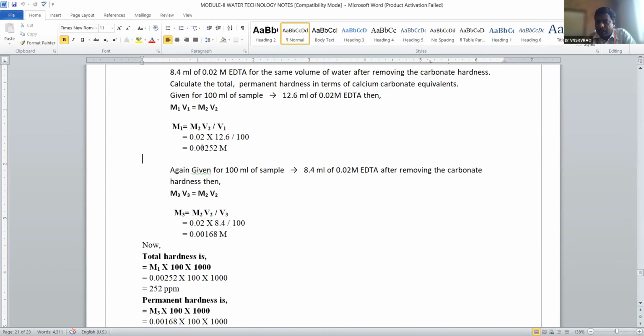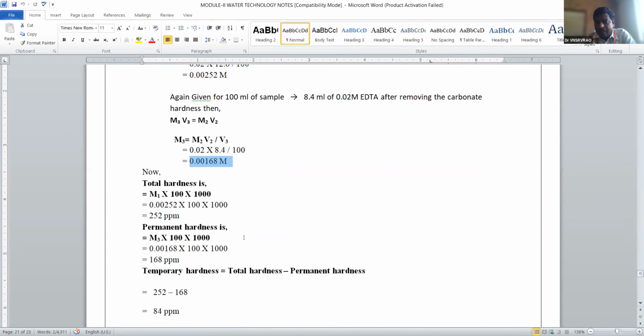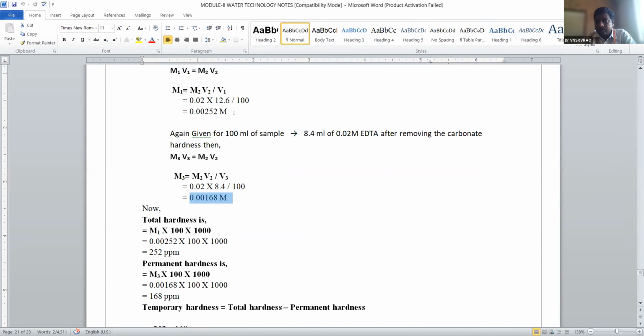Initially, the molarity represents the total hardness of the water. In the second case, the temporary hardness, that is the carbonate hardness, is already removed, so it represents the permanent hardness molarity. Now calculate with the help of the molarities the hardness of the water in ppm.